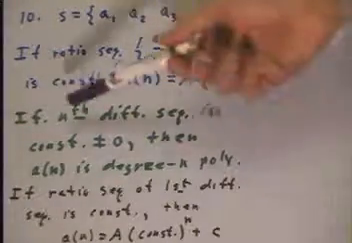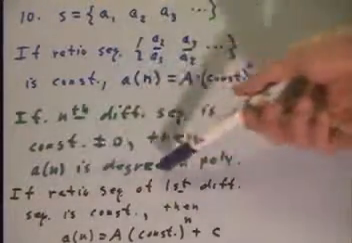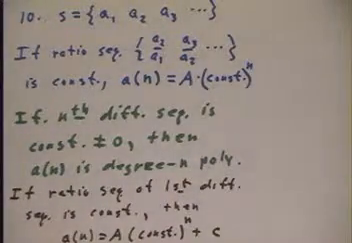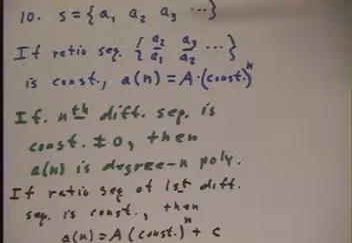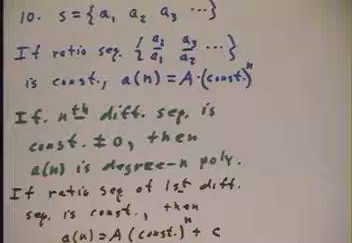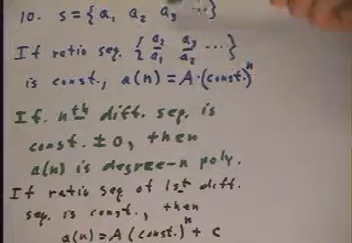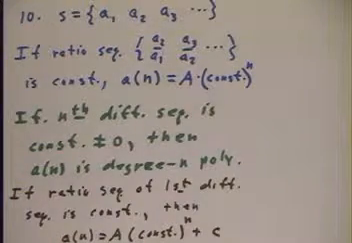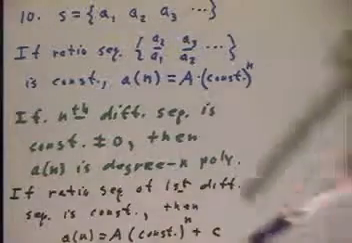Now, if the nth difference of a sequence is constant and not equal to 0, then an is a polynomial of degree n. And if we put data pairs like 1, A1, 2, A2, 3, A3, 4, A4 as pairs of data points, we can use an nth degree polynomial and exactly fit those data points to obtain a function a of n for the sequence.